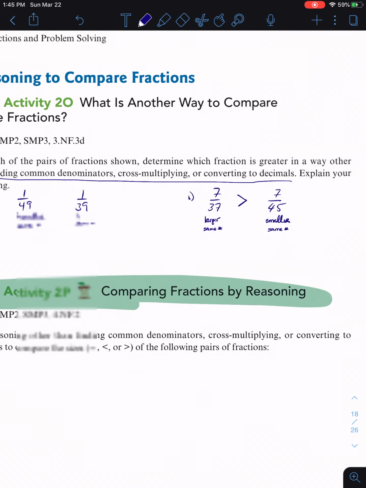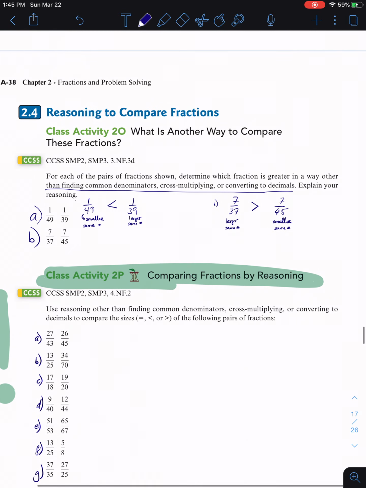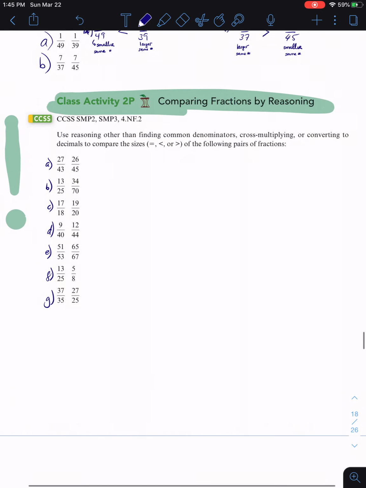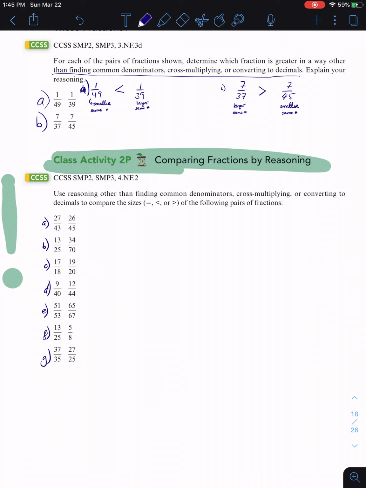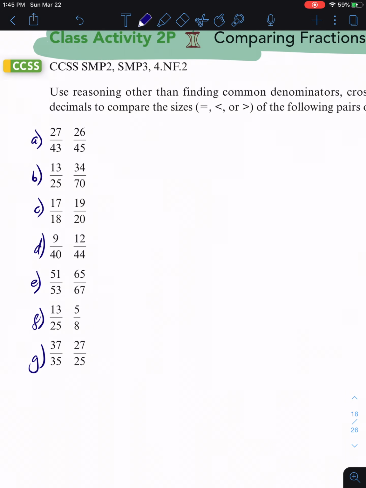So notice that we have made sense of our fractions based on reasoning rather than based on any kind of cross multiplying or common denominators or anything like that. And in fact, finding common denominators between 49 and 39 is not going to be my idea of fun. So let's see if we can use the same kind of strategies for these problems. So I've numbered them A through G. So let's see what we can do with these.